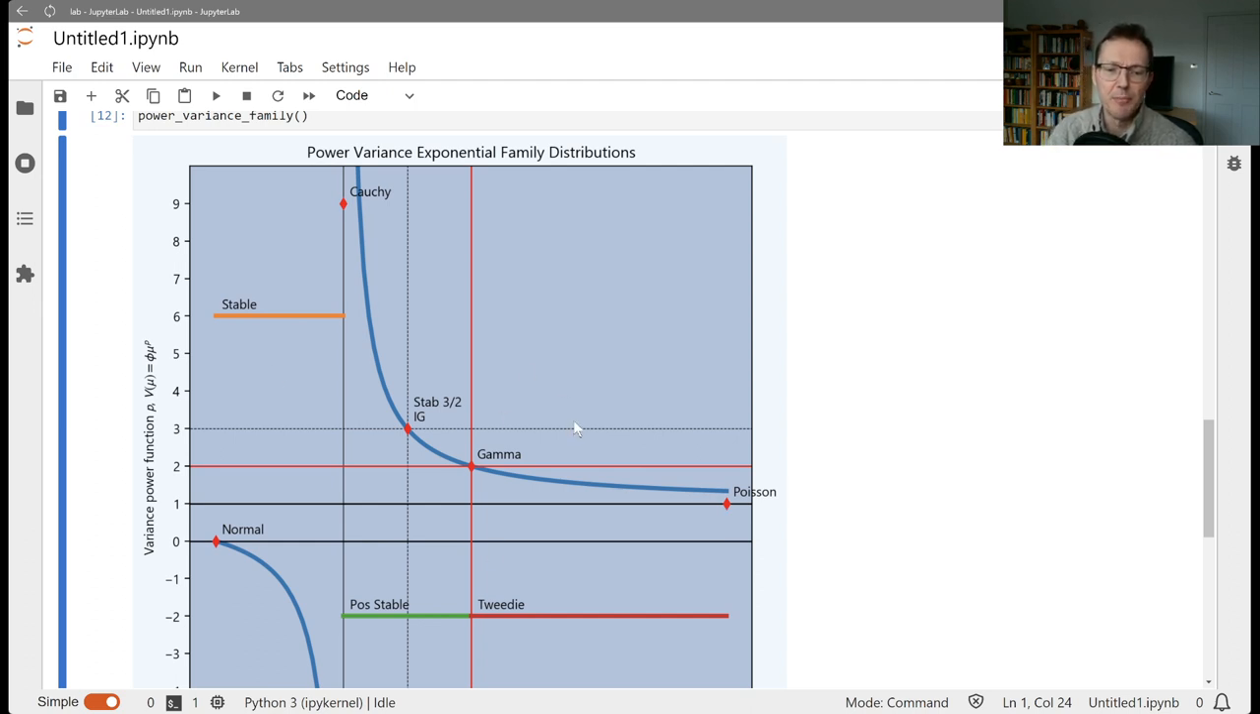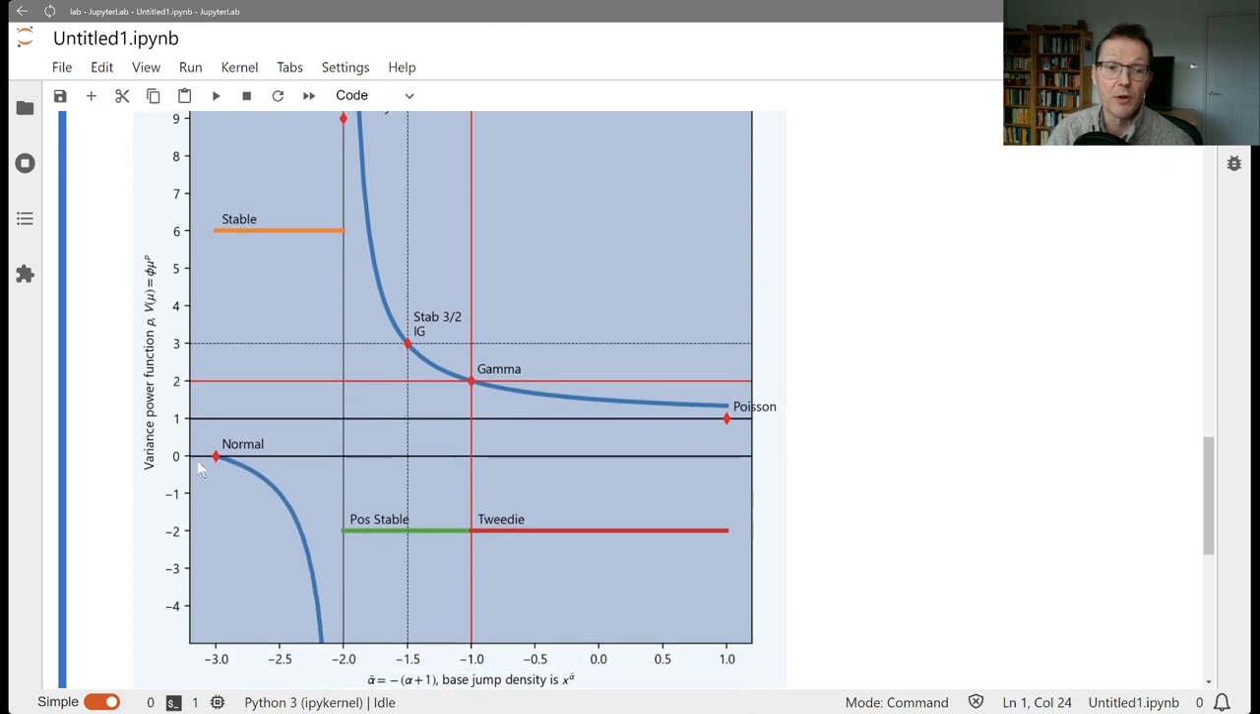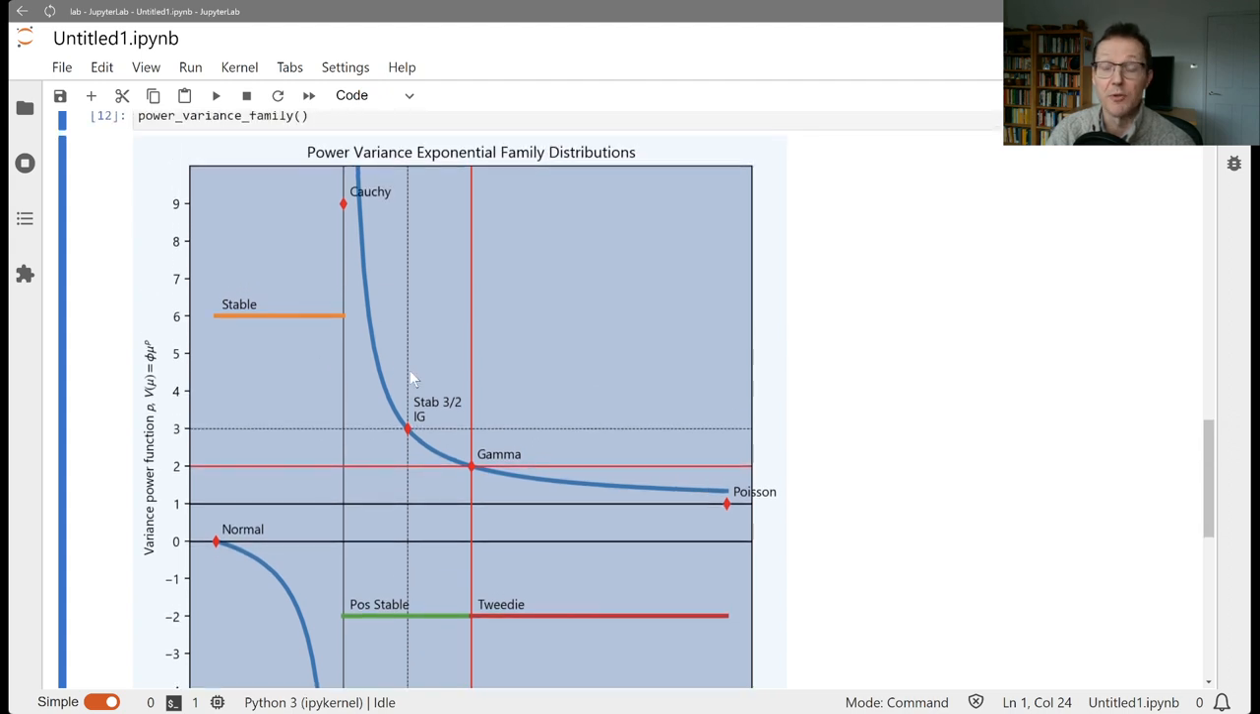And the other points on here show the other examples that come up. So when p equals 3, you get the inverse Gaussian distribution. When p equals 0, you get the normal distribution. And then there are other distributions that fit in all the other values around. And again, I'll put a link to a blog post I did that describes this in more detail.